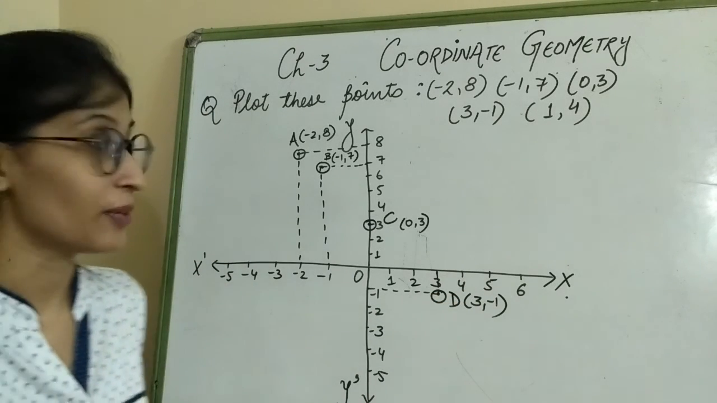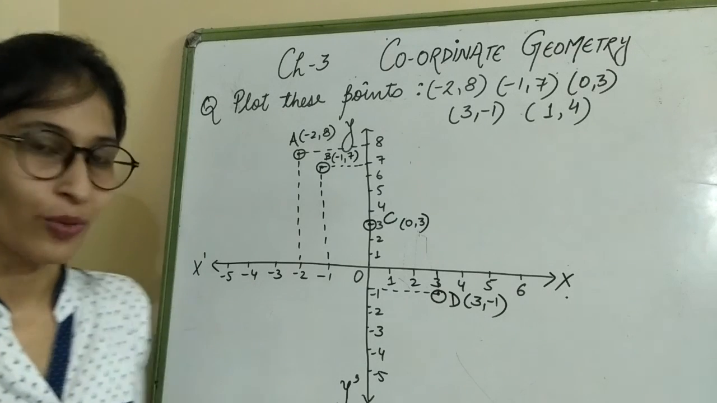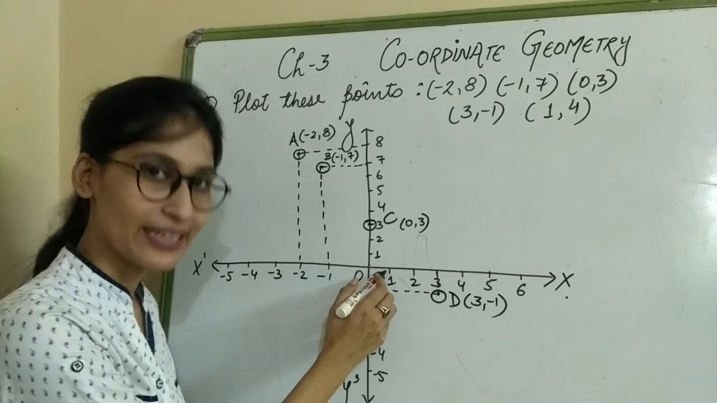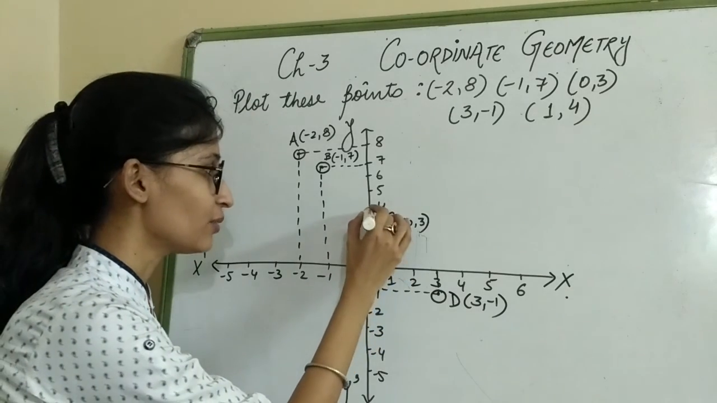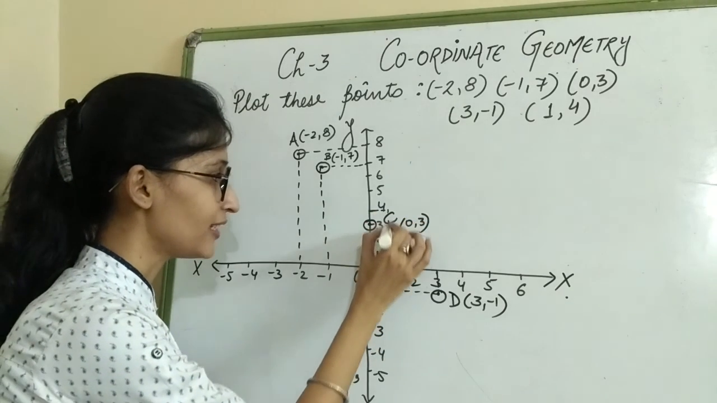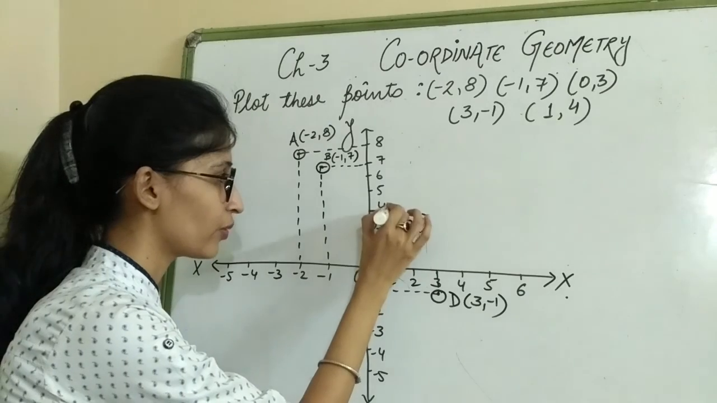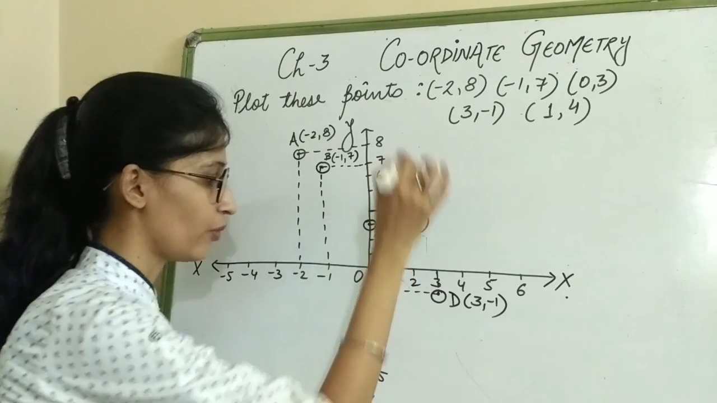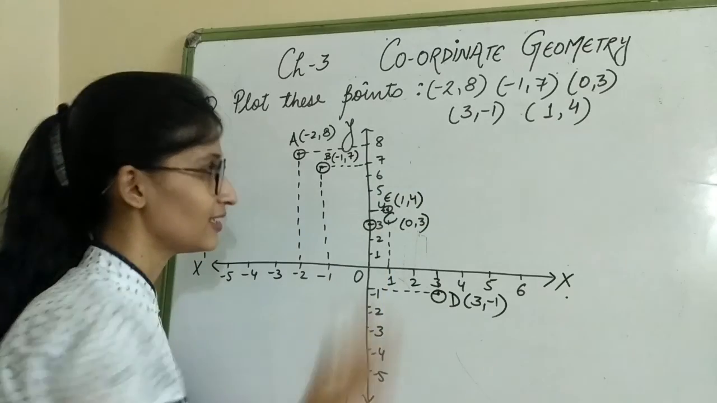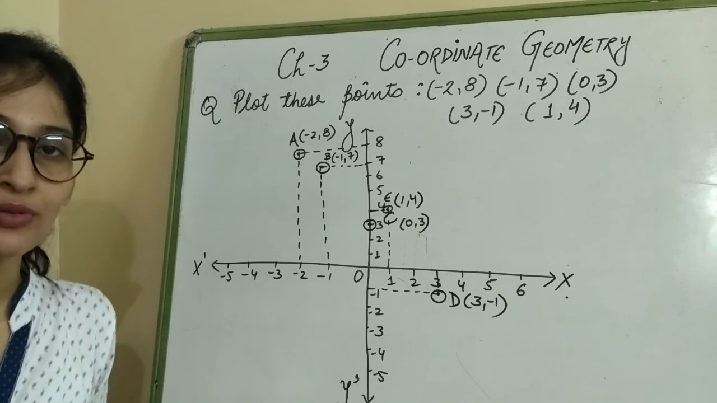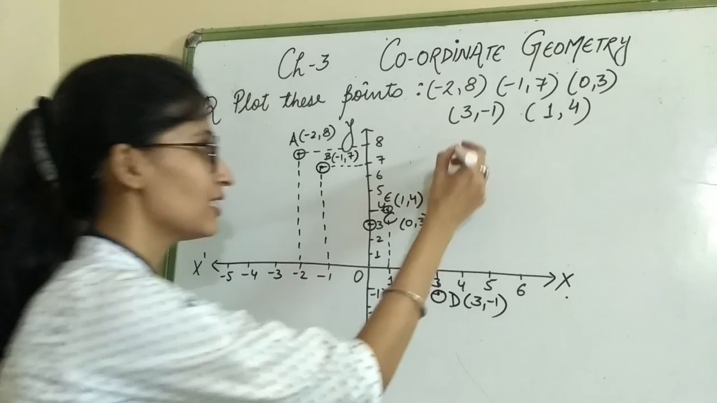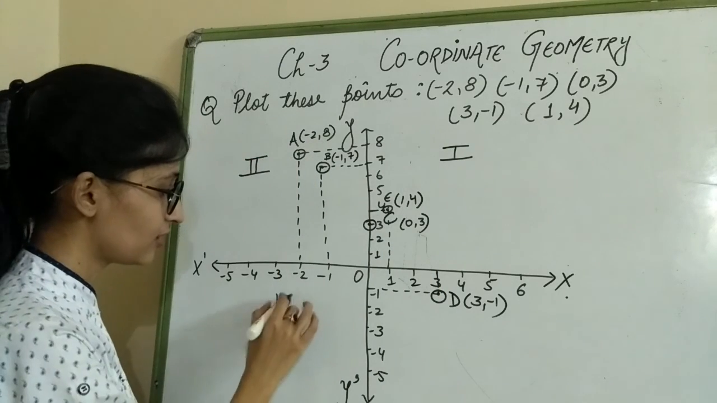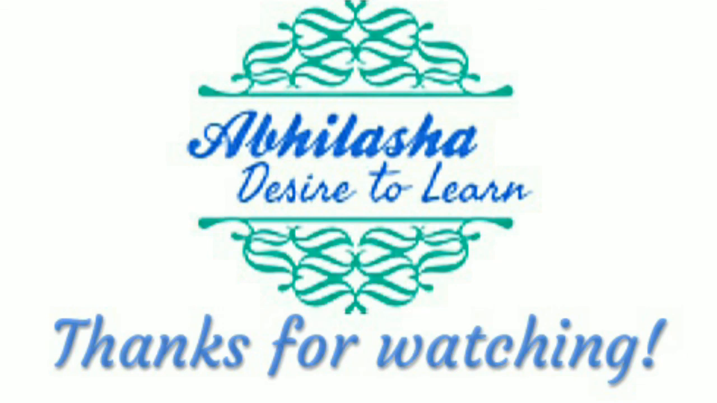Next I have to locate the point (1, 4). Start from the positive x-axis with coordinate 1 and travel till you reach point 4. So this will be your coordinate (1, 4). Let's say this is point E. Next you should mark the quadrants. This is the first quadrant, second quadrant, third quadrant and fourth quadrant.